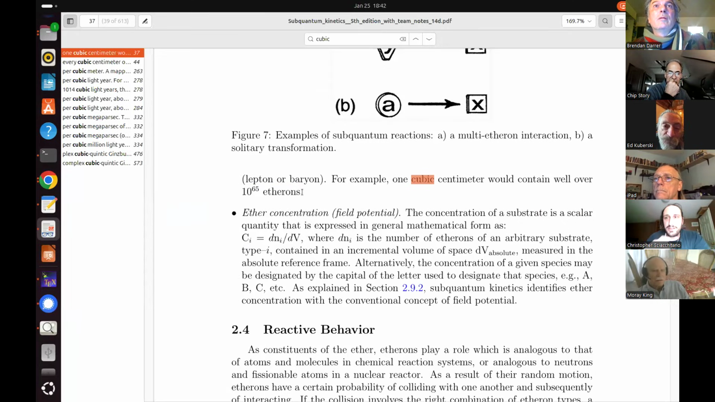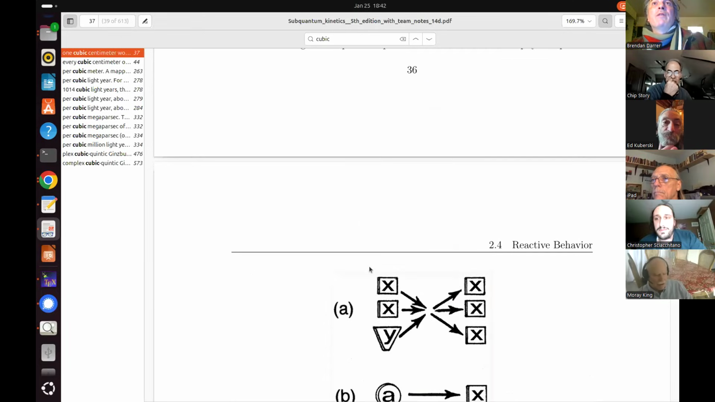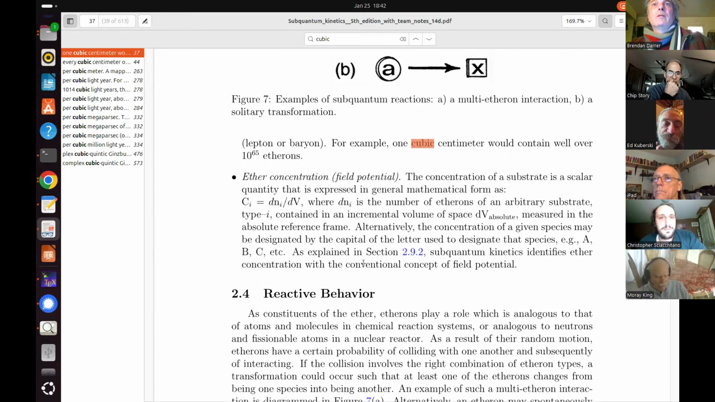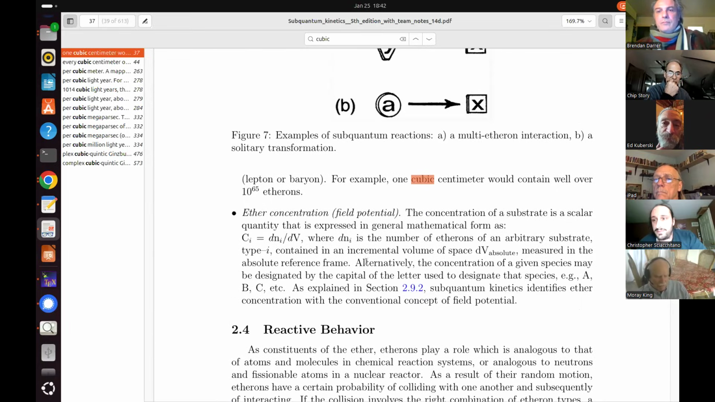So wait, actually, Brendan, doesn't that mean it would have to be even smaller than 10 to the 65? Well, he says, for example, 1 cubic centimeter would contain well over 10 to the 65 etherons. All right, now we got our answer. There might be a reference here somewhere for how he got that. So we could do the math to figure out how big that is, essentially, right?